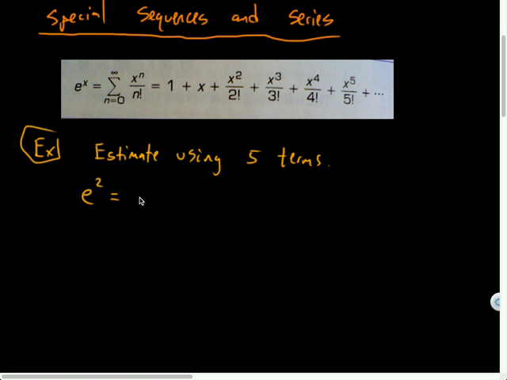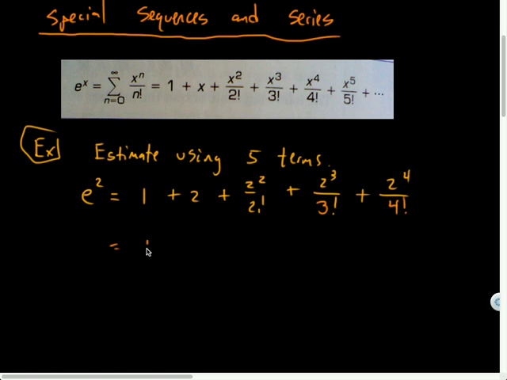So let's see. All I'm going to do is plug in 2 for all of these x's. So 1 plus 2 plus 2 squared over 2 factorial plus 2 cubed over 2 factorial. And that's 4 terms, plus 2 to the 4th over 4. Oh, I lied about one of those factorials. It's 3 factorial. Silly me. Okay, so there's the first 5 terms. So let's evaluate these.